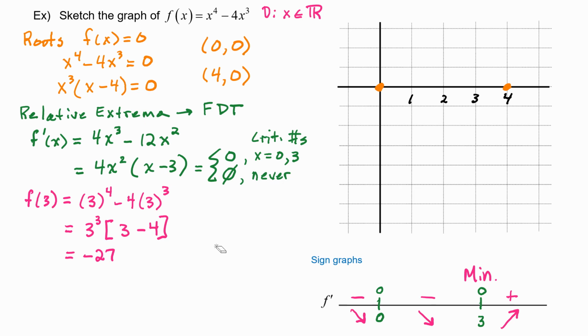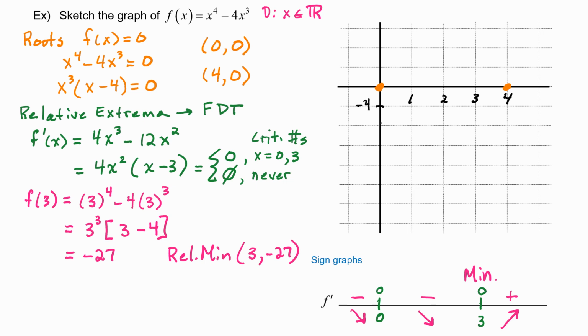So this graph is going to have a relative minimum at (3, -27). Now to plot that point, obviously we don't have 27 marks on our y-axis, so we pick some interval to go by. Maybe we'll go by 4s.